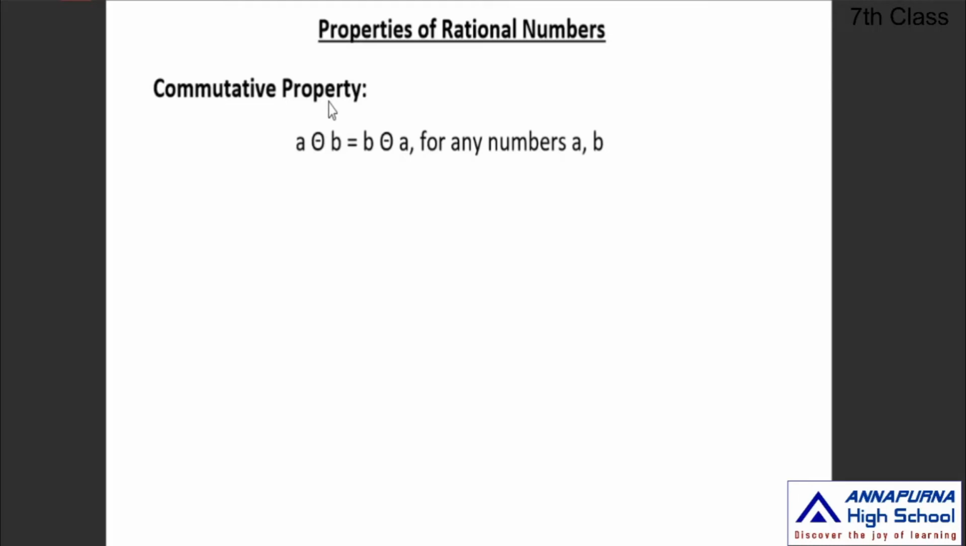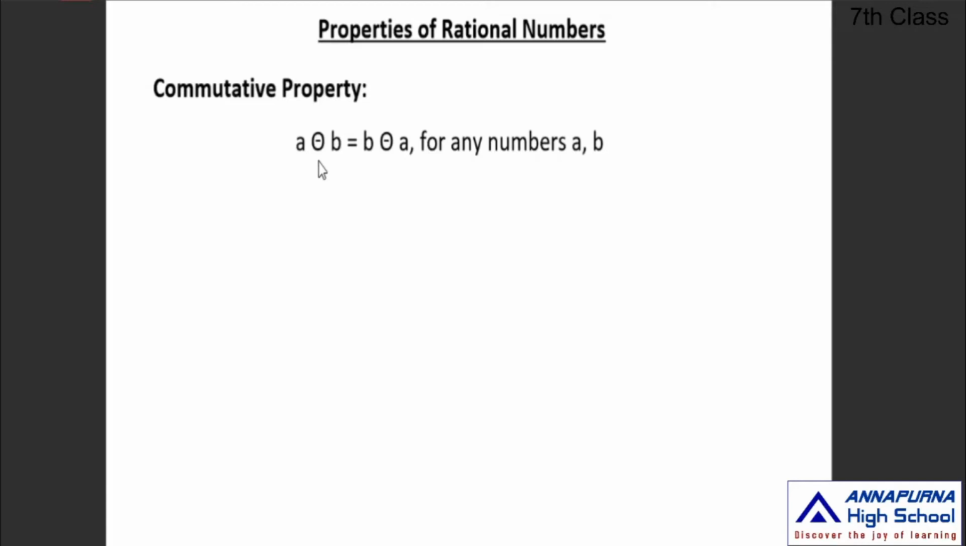So, does the collection of rational numbers satisfy the commutative property or not? Let us verify. What is the condition for the commutative property? Here this is the condition: A ∘ B is equal to B ∘ A for any two numbers A and B.